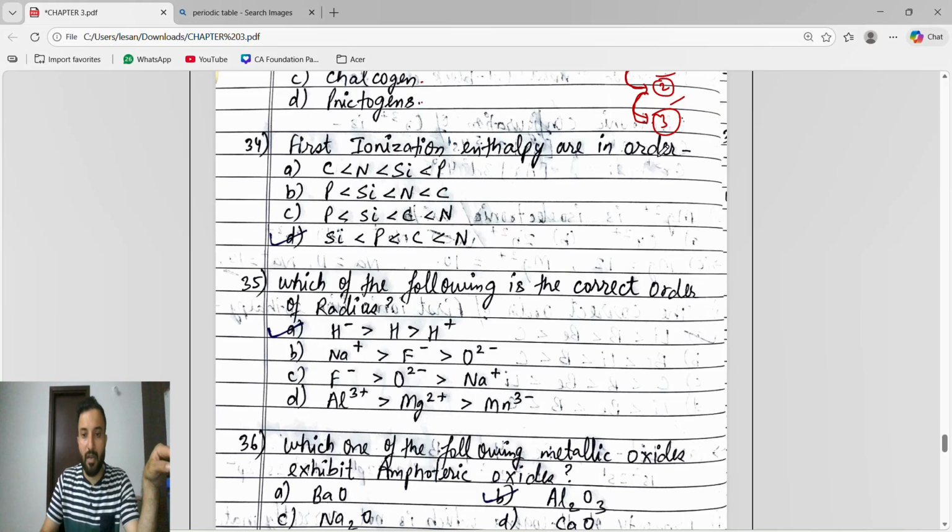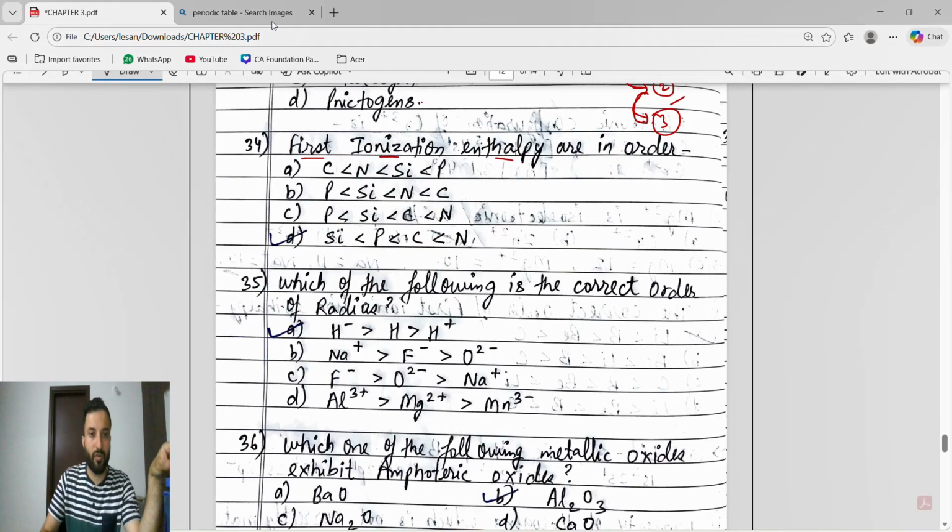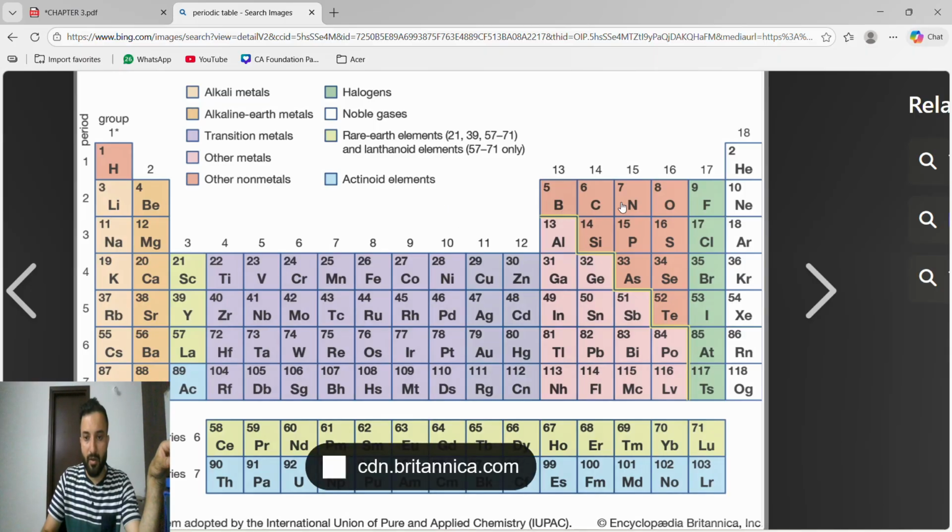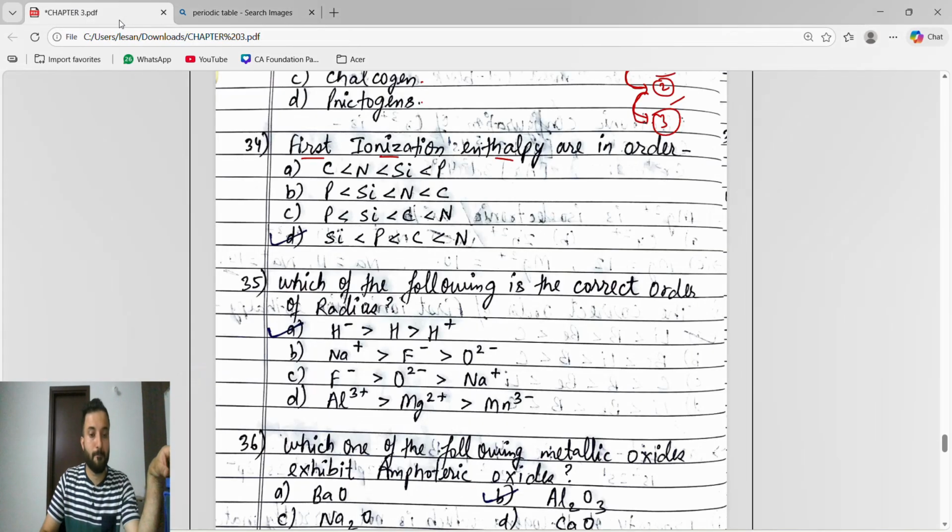First ionization enthalpy are in order. Okay, in order means we'll directly see from the periodic table. The first is carbon, nitrogen, silicon, phosphorus. The phosphorus is more? No guys, phosphorus is not more, because nitrogen should be more. Then carbon, right? Then phosphorus, then silicon.